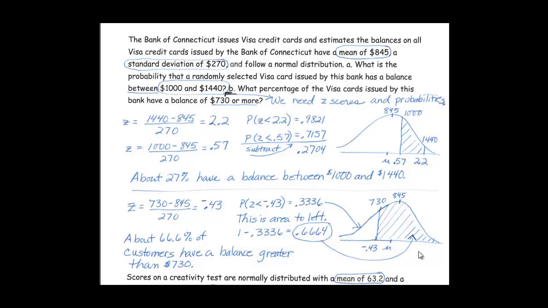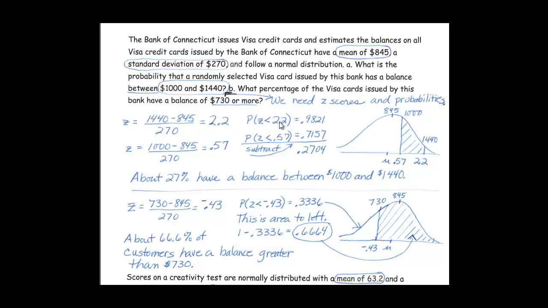Part A, what is the probability that a randomly selected Visa card issued by this bank has a balance between 1,000 and 1,440? So that "between" is kind of a tip-off of a process. We need to find the z-scores and the probabilities for these two data values. When we're doing the between, I'd like you to try to remember to stack your problems as you're working across, and to find the z-score and probability of our larger data value first. So 1,440 minus 845 divided by the standard deviation of 270 gave us a z-score of 2.2.